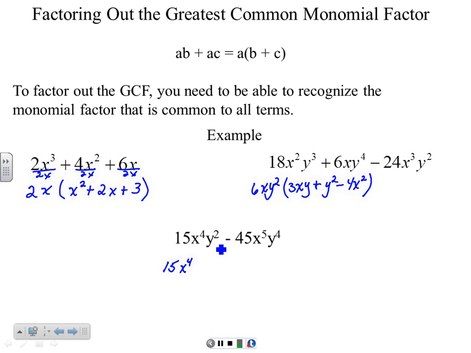And then for the y's, they have at most y to the second in common. Alright, so if I divide 15x to the fourth y to the second by 15x to the fourth y to the second, basically what happens is everything is going to cancel out to 1. And so I do need to write that 1. You can't just omit it this time because we do need that binomial.